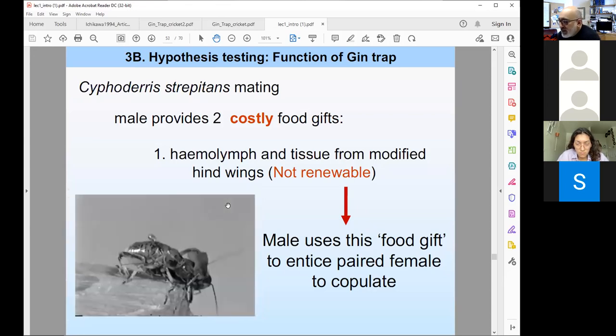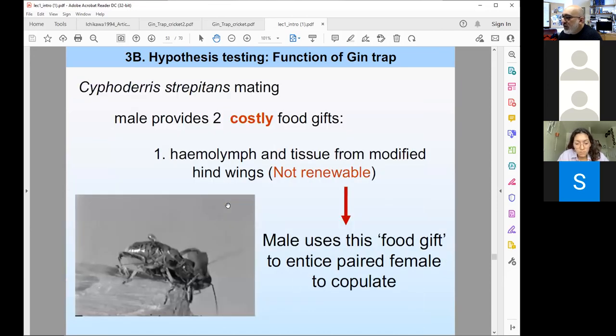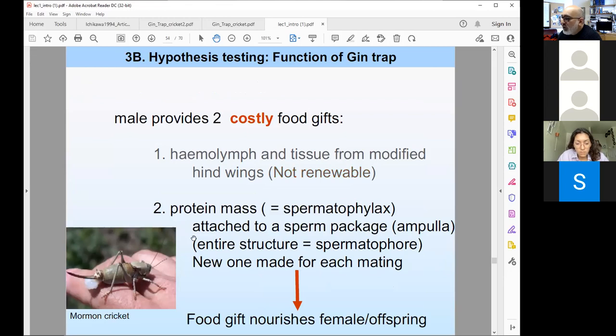Now, there's another gift that the male gives, which I'm going to show you in a video in a second. He also provides a protein mass, or what's called a spermatophylax. This is attached to a sperm package, and the male makes a new one for each mating. So it's a food gift that the female takes in that nourishes her and the offspring.